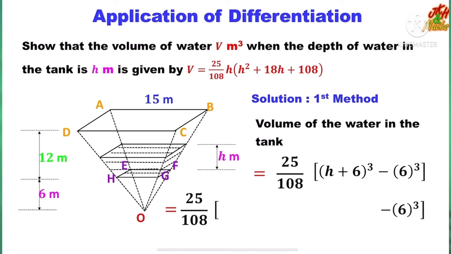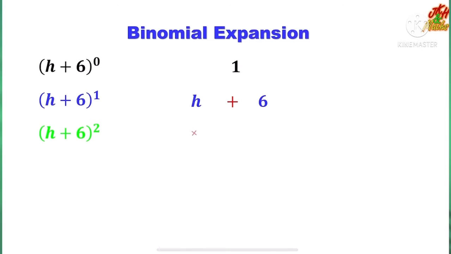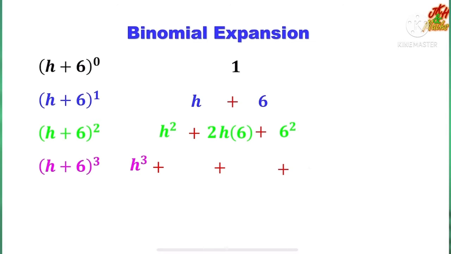Then we need to expand h plus 6 cube. By using the binomial expansion, h plus 6 to the power of 0 is equal to 1. h plus 6 to the power of 1 is equal to h plus 6. h plus 6 square is equal to h square, the third term is 6 square, and the middle term has coefficient 1 plus 1 which becomes 2, multiplied with h and 6. For h plus 6 cube, we have h cube, 6 cube, and the coefficient for the first and second term on the previous line is 1 plus 2, so we have 3.